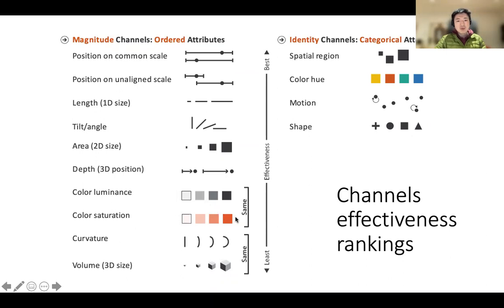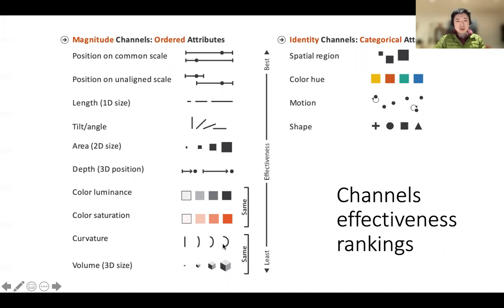And saturation is how red, for example, how saturated, how deep the color is. And these two are similar in terms of performance. There's no obvious difference between these two. And finally, you can use curvature or volume to represent some value.